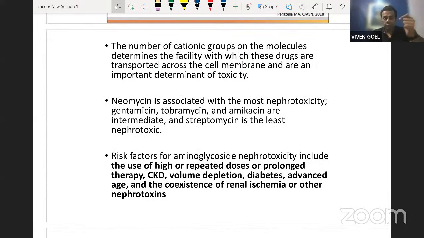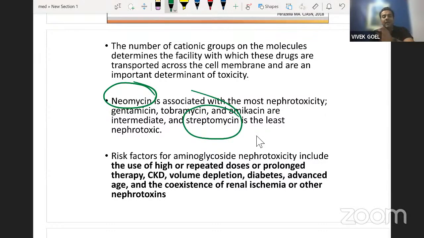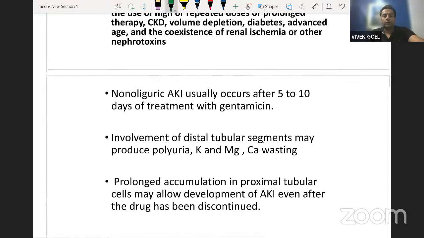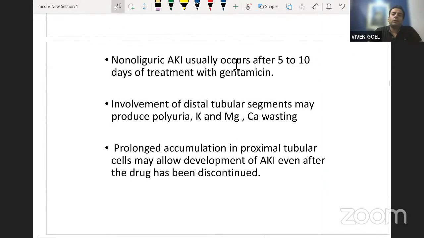Now, coming to the nephrotoxicity, why was gentamicin only mentioned here? Because, sir, most nephrotoxic aminoglycoside is neomycin. Least nephrotoxic is streptomycin. And genta, tobra, and amika are intermediate. This is all you already know. Now, just see what I have taught you.